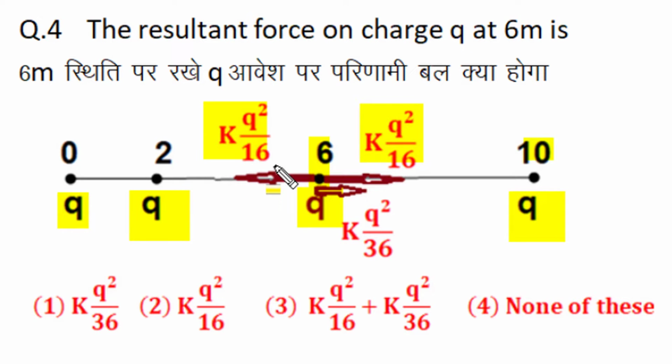The vector sum of these two electric forces of the 2 meter and 10 meter position charges, being equal and opposite, will become 0, and the resultant force would become the force contributed by this charge at the 0 meter position, having 6 meter distance, and the force is KQ1Q2 divided by distance square, or KQ² by 36. So here the first option is the right option.